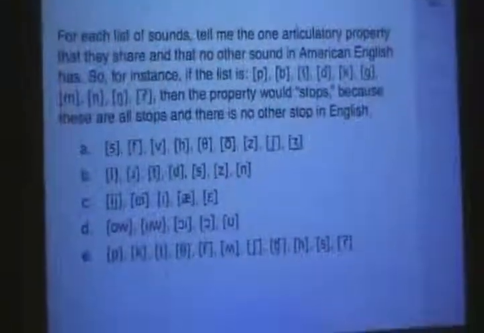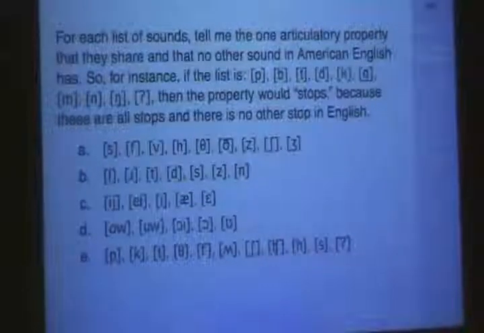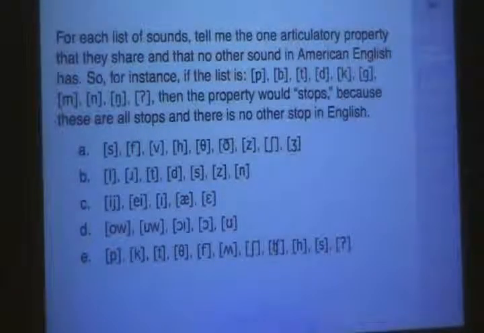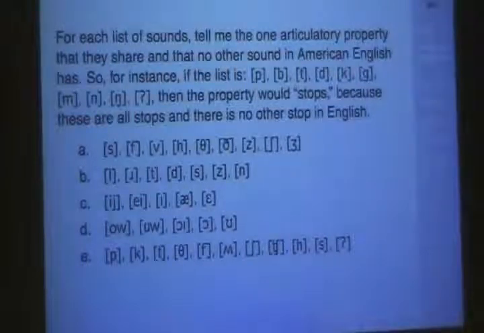The third question, I give you a set of sounds. All of these lists are from English. And what I want you to do is find what feature or property in the articulation of these sounds makes them similar. And then tell me what that is. So for instance, if I had given you this list, see this list here? Pa, ba, ta, da, ka, ga, ma, na. What is it that makes those all similar? These are all the stops of English. So that would be the answer.